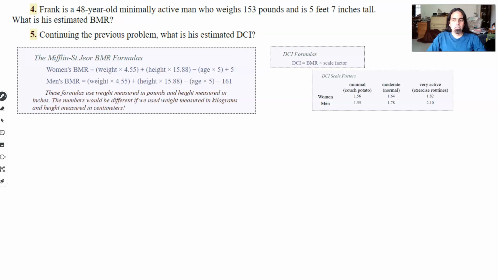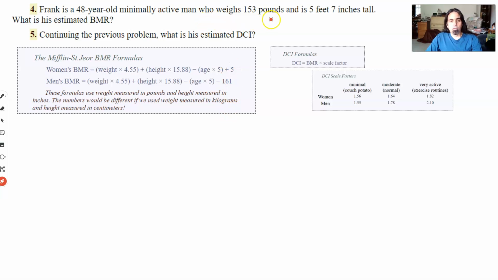Health Decisions Test 4 and 5. We're using the BMR and DCI formulas. In this case, we have lots of information that we need to know about Frank. First of all, he's a man, so we use the men's BMR formula. It ends with subtracting 161 compared to adding 5.